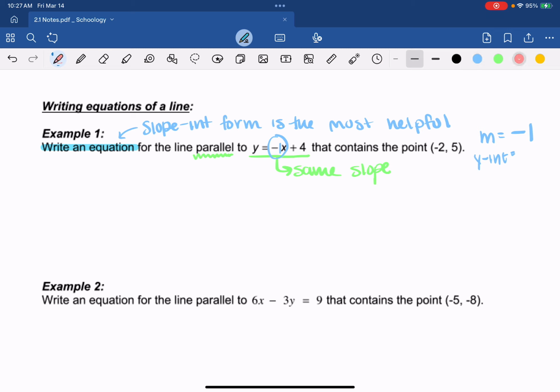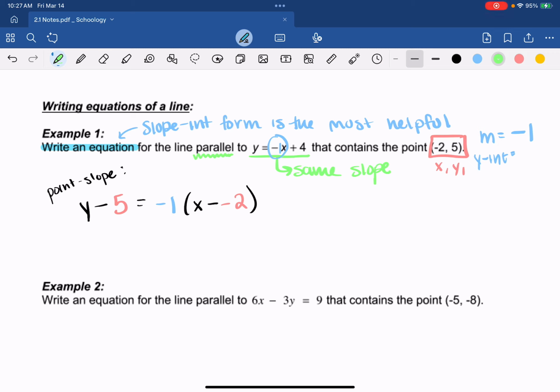Now my y-intercept, again, I don't know. However, I am given a point. So if I'm given a point and a slope, I'm ready to write an equation in point-slope form. Okay, so remember we've got x1, y1. So I've got y minus my y1 value, which is 5, equals my slope, which I know is -1, times x minus -2. Okay, so this is just what we did in point-slope form because I was given a point and a slope. So this is the form of the equation that I can write right now.